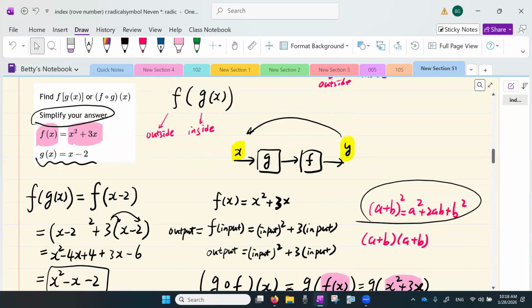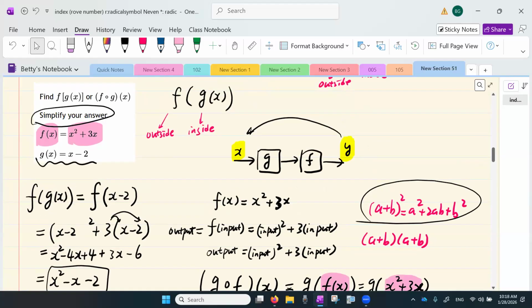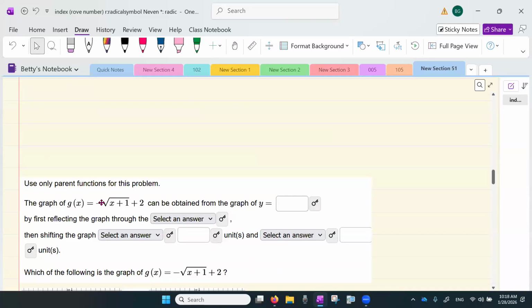Sometimes they ask you to find the formula or equation for the composite function. The input is not a specific value, it's just the variable x. And you use this strategy, okay? You get rid of the input function first.